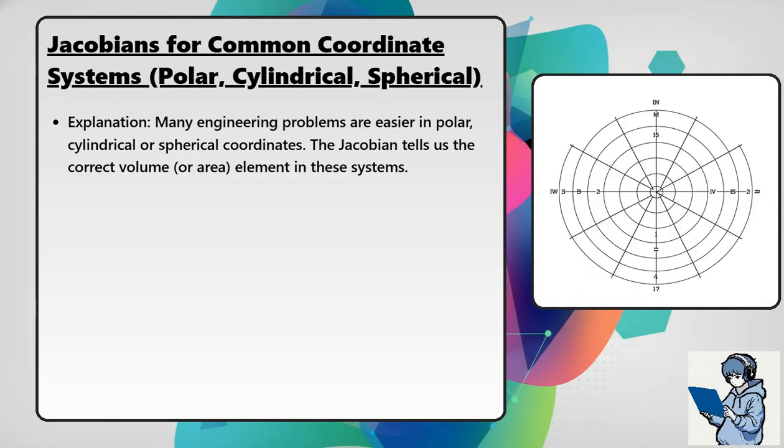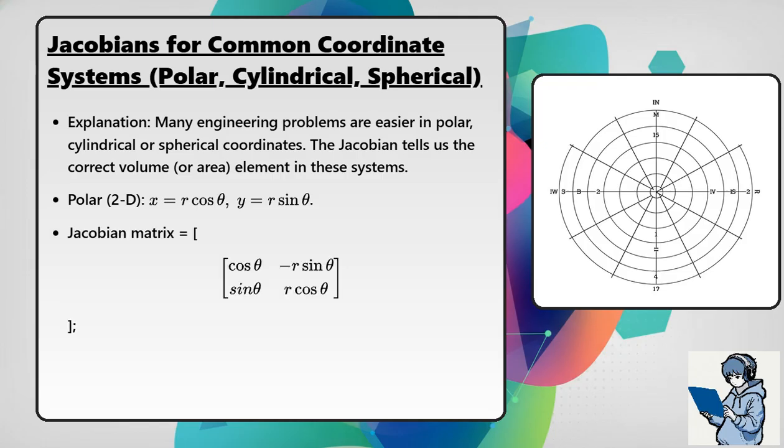Explanation: many engineering problems are easier in polar, cylindrical, or spherical coordinates. The Jacobian tells us the correct volume or area element in these systems. Polar, two-dimensional: x equals r cosine theta, y equals r sine theta. Jacobian matrix equals [cos theta, negative r sine theta; sin theta, r cosine theta]. Determinant equals r. Thus dx dy equals r dr d theta.